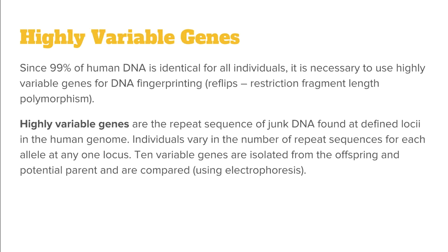When we look at highly variable genes, we're looking at repeat sequences of junk DNA, which is found at specific locations, so defined loci, in the human genome. Individuals vary in these sequences for each allele. And when we can isolate 10 or more variable genes from an offspring and parent, we can compare these. And so that's how we do paternity testing using electrophoresis. Since most of our DNA is identical, it's necessary to use these highly variable genes for DNA fingerprinting and so on. And that's where we look at restriction fragment lengths. And we're going to look at that a bit further.